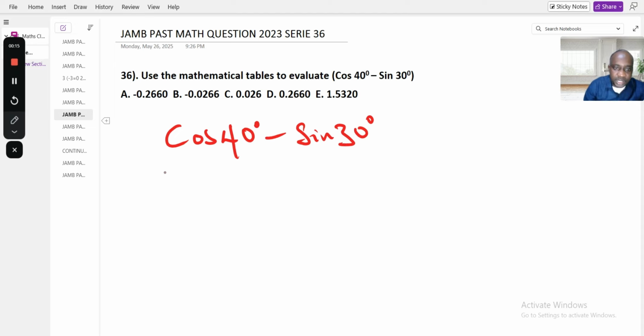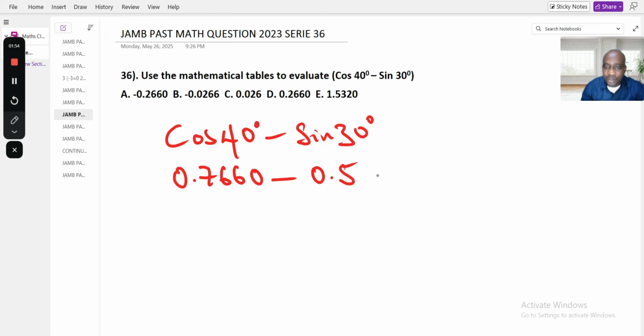Cosine 40 is 0.7660. Minus, what is sine 30? Sine 30 is 0.5. You know that one, sine 30. Like I said, sine 30 is 0.5. Now let's subtract it.